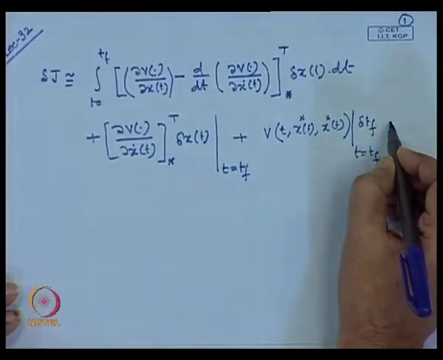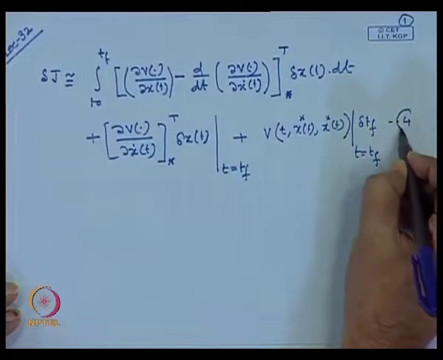The next is, let us call this equation number 4. We have considered up to equation number 3, so this is equation number 4.